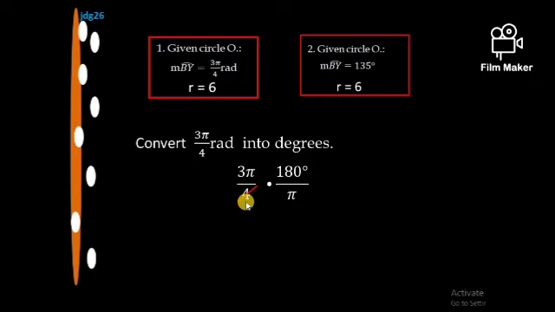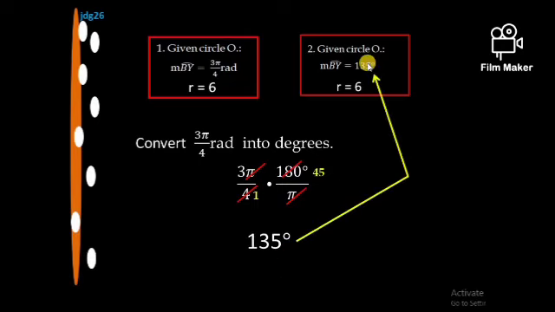So, cancel natin. 4 and 180 are divisible by 4. So, 4 divided by 4 is equal to 1. And 180 divided by 4 is equal to 45. And cancel na rin natin yung pi. So, 3 times 45 is equal to 135 degrees, which is equal to the given natin sa number 2. So, kaya parehas lang ng sagot.